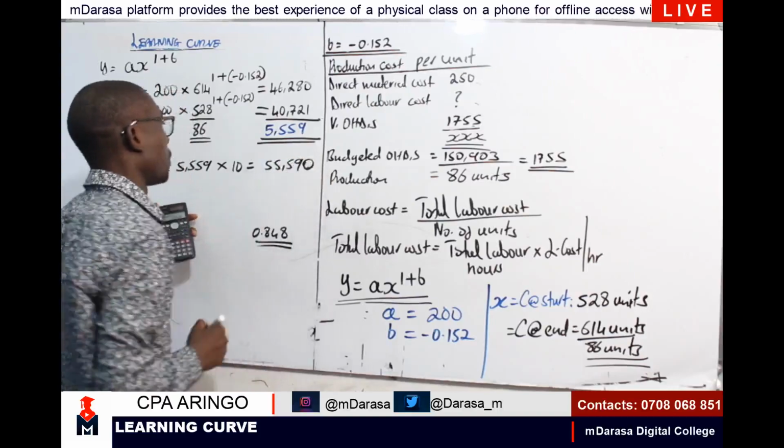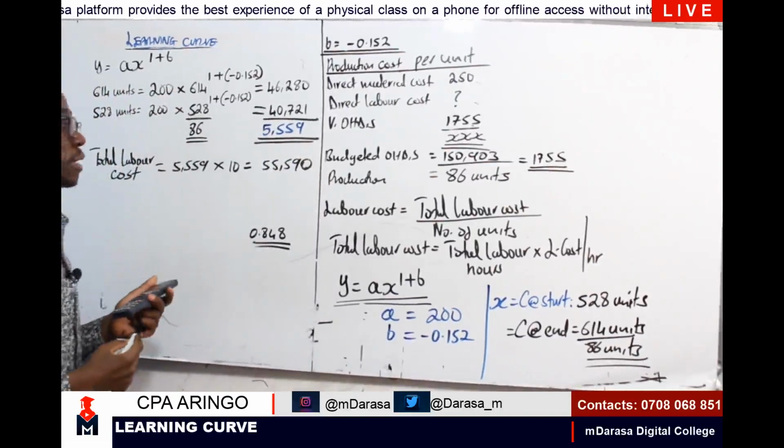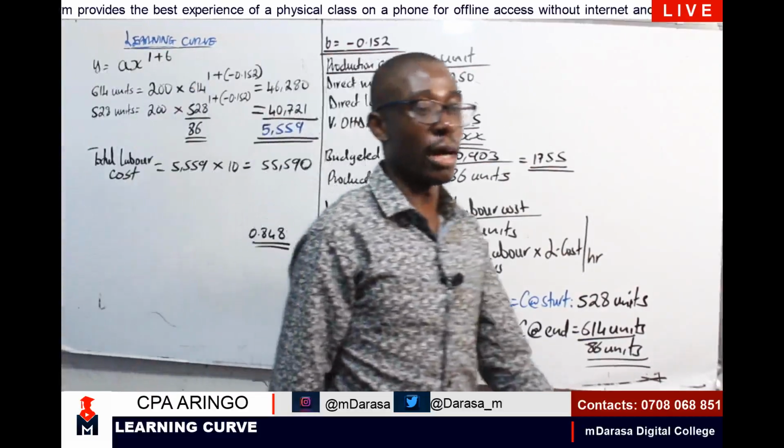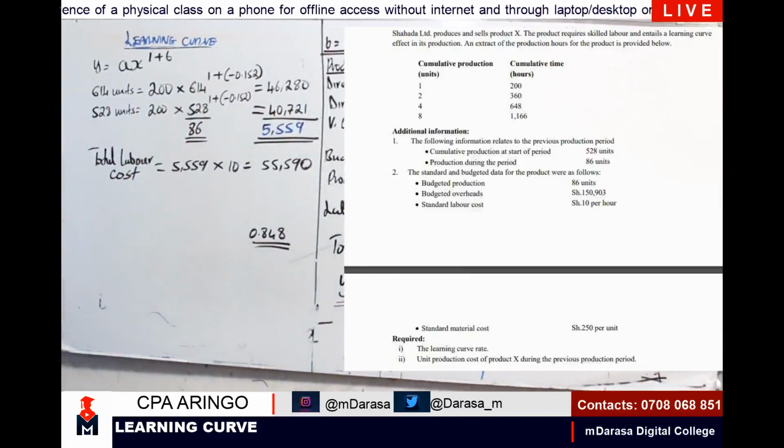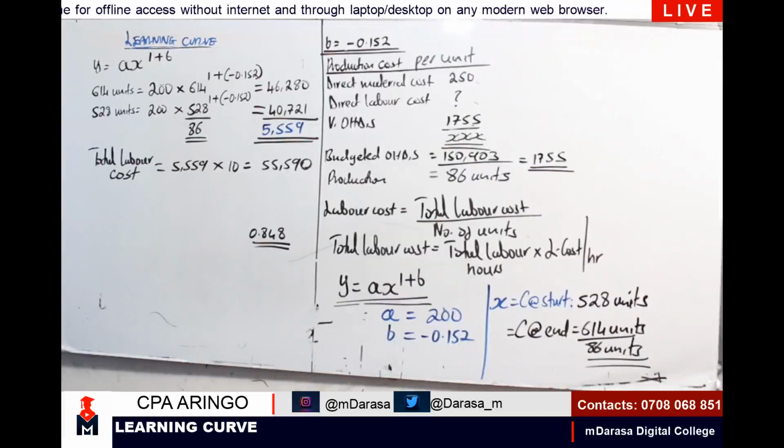One will ask mwalimu, where are you getting that 10? This is the 10 that you're given. Look at this case. Go to note number 2, where we're told that standard labor cost, you're given 10 shillings per hour. That is where we've gotten that 10 shillings per hour.